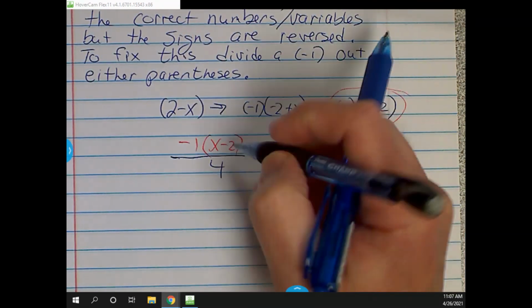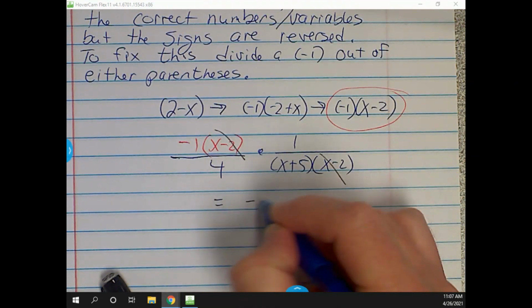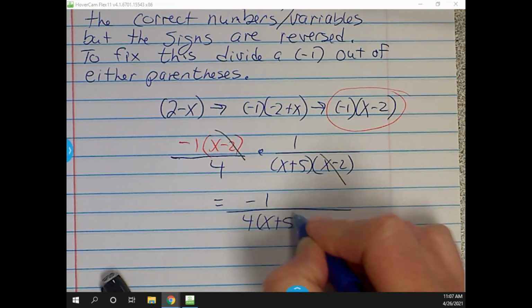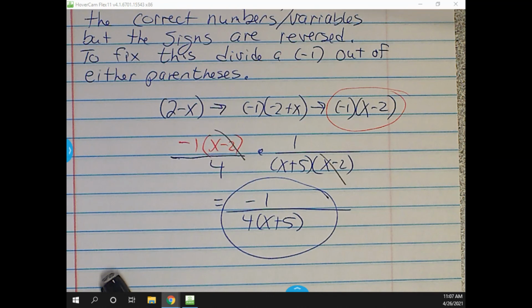Now you've got stuff you can actually cancel, because now we can cancel the x minus 2's, and that's going to leave us with negative 1 over 4 times x plus 5. Again, that won't happen often. Maybe one time in the homework, maybe one time on a test question, but that's there just to be on the safe side in case something like that pops up.